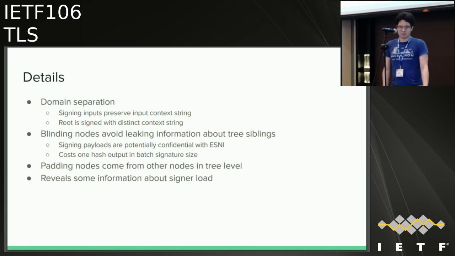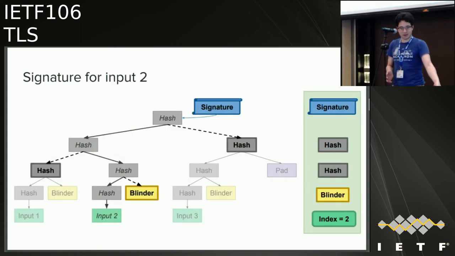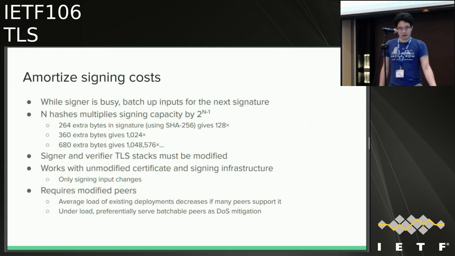The blinding nodes, which may not actually be necessary, but since in ESNI the signing payload is secret, and if you look at the tree, the bottom node in the path would be the hash of a sibling in your tree. Then, in order to not have to think about it, we'll just pay one extra level of the tree to put some randomness in there, and all the other nodes will have randomness merged in, so it doesn't actually leak the information.